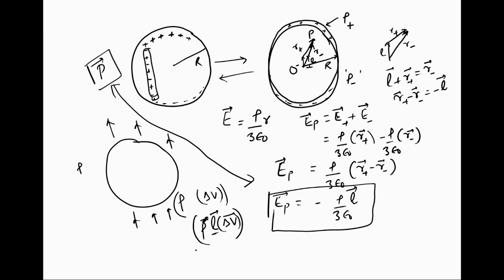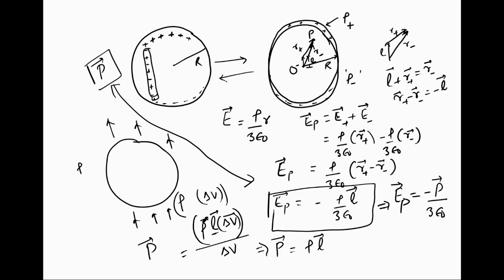Okay, so the dipole moment per unit volume, which is the same as the polarization vector, will be ρL. So the polarization vector is equal to ρL. It implies that the field inside a uniformly polarized sphere is constant, and its value is given by minus P over 3 epsilon naught. So this is the resultant field inside a uniformly polarized dielectric.